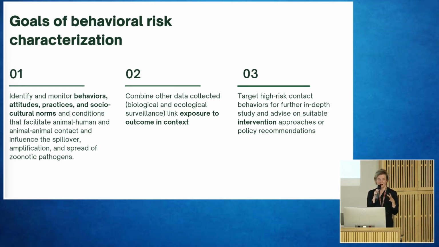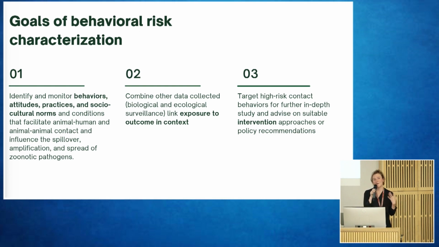So I'm going to end here to really just describe or reiterate the goals of behavioral risk characterization. And this is where we're going to pick up tomorrow when we talk about methods. So I hope that I didn't get too much into the theoretical here, but if you have questions about how we turn this theory or these concepts into practice, make sure you write them down because I'd love to answer questions about it. Really what we want to do with this information is to identify and monitor behaviors, attitudes, practices, and norms that facilitate human-animal interface and influence spillover. Spillover most importantly, but also amplification and spread of zoonotic disease.